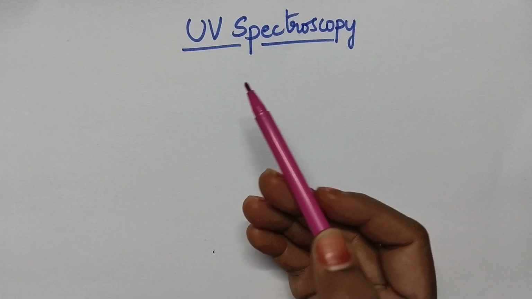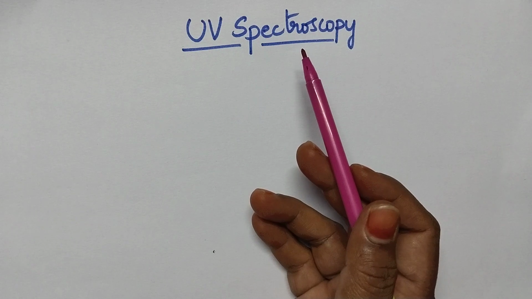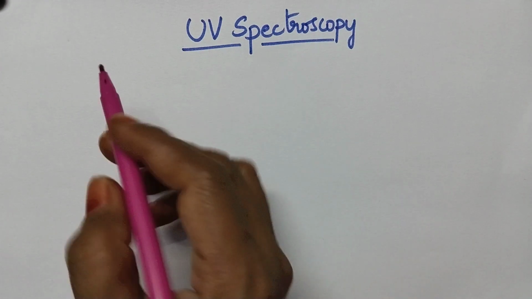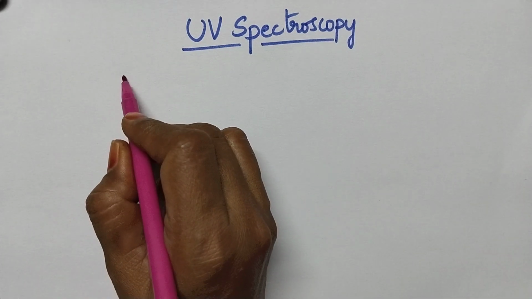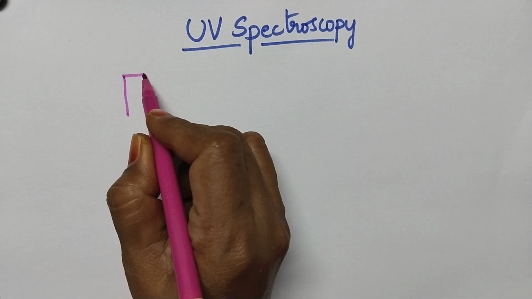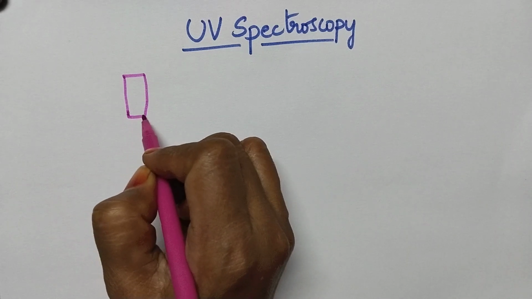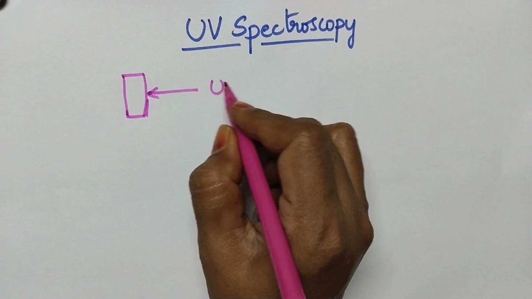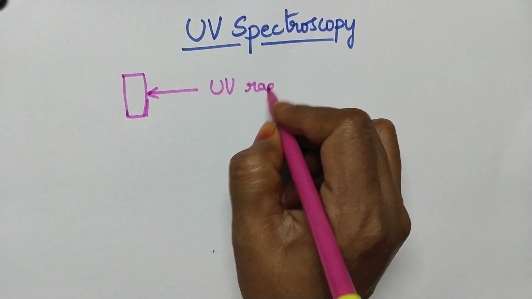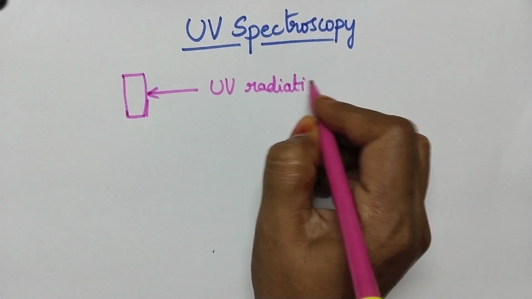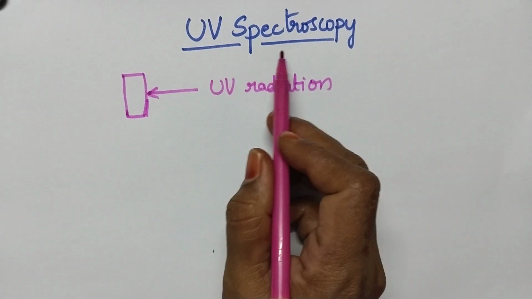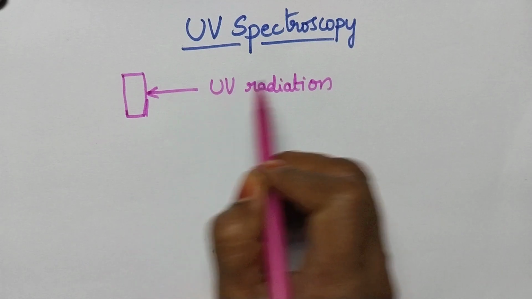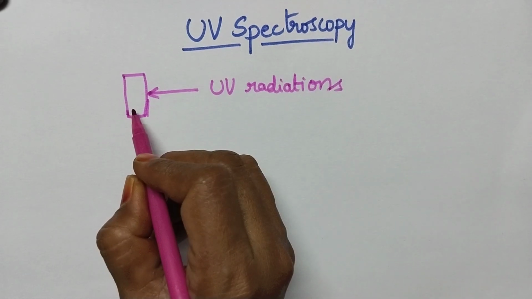In this video, I am going to discuss in detail about UV spectroscopy. Generally, UV spectroscopy involves the interaction of electromagnetic radiation, especially in the UV region, with matter. So, UV spectroscopy generally involves the interaction of UV radiations with matter.